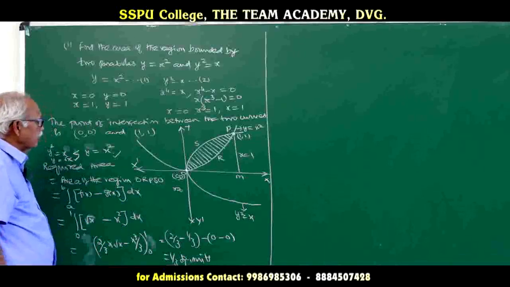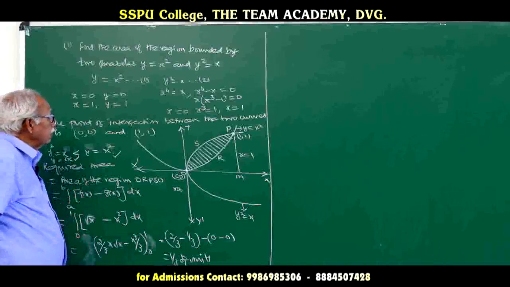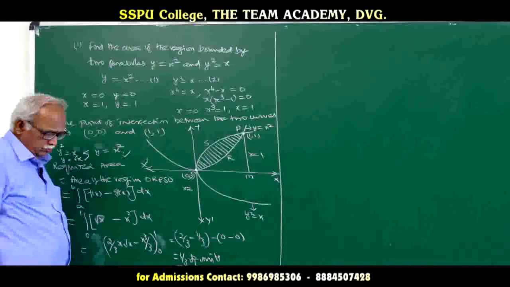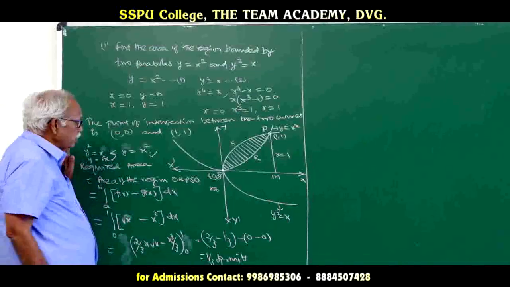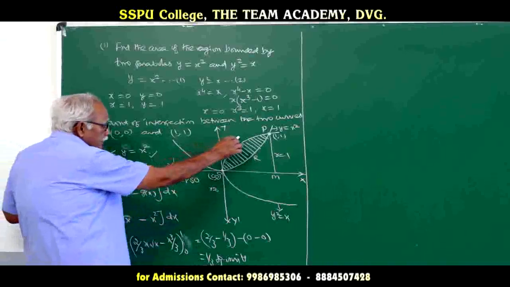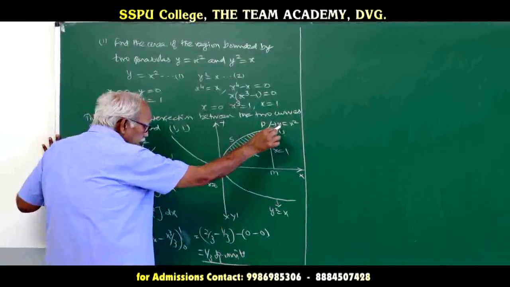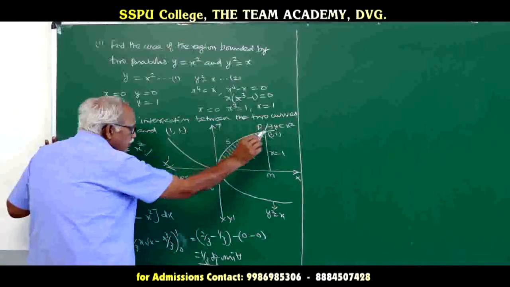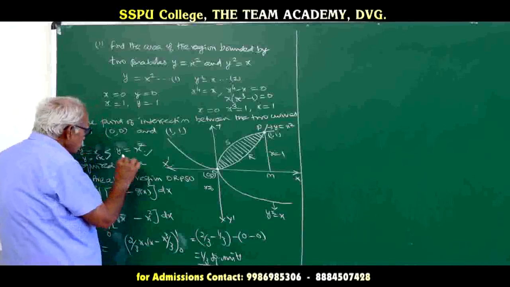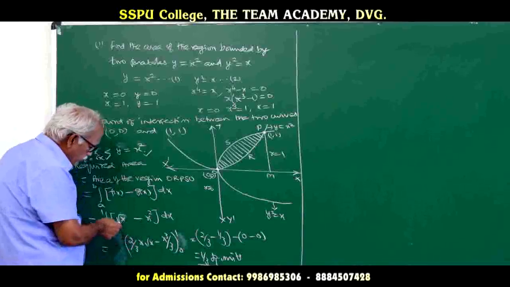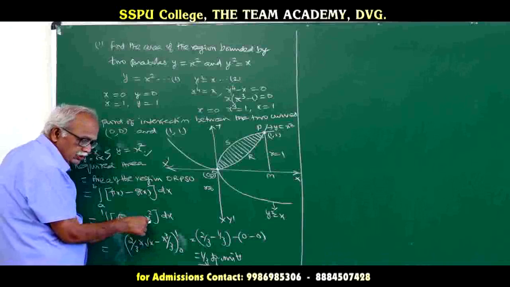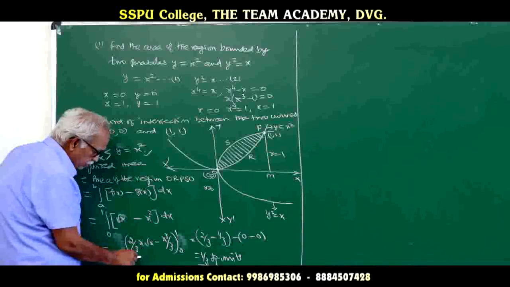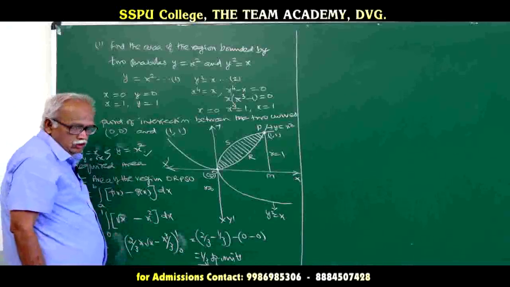1 by 3 square units is a very important question here. That is the area enclosed between two parabolas. Upper curve: we are getting here y square is equal to x, so y is equal to root x. The lower curve is y is equal to x square. So, here we have put y is equal to root x and y is equal to x square, upper curve minus lower curve. So, this will give us the area between the two curves.